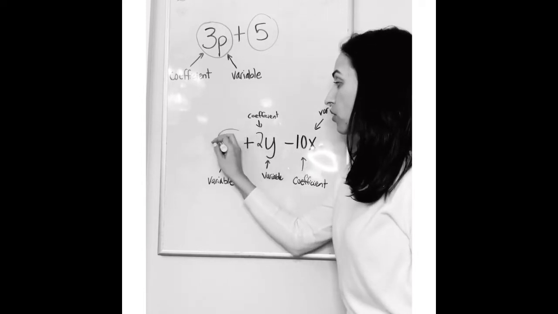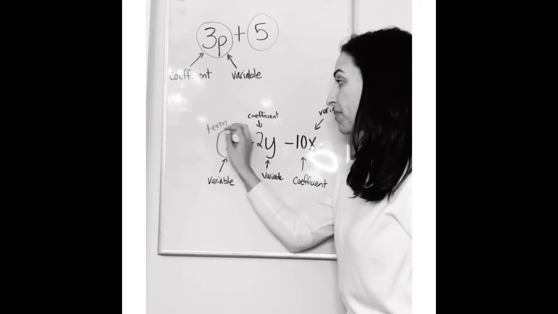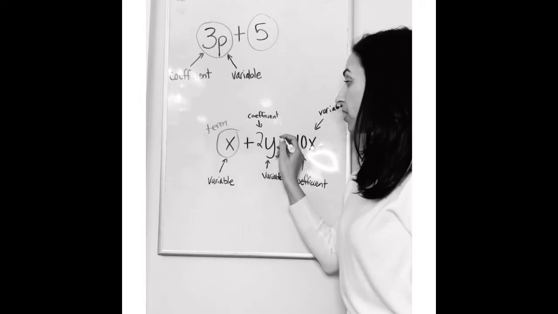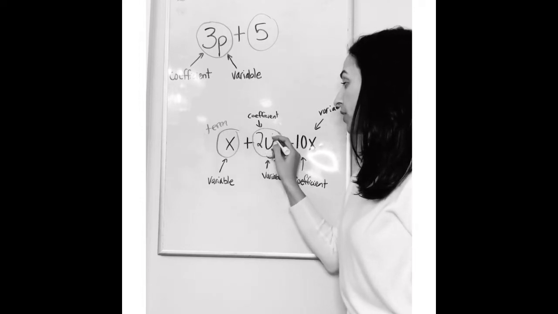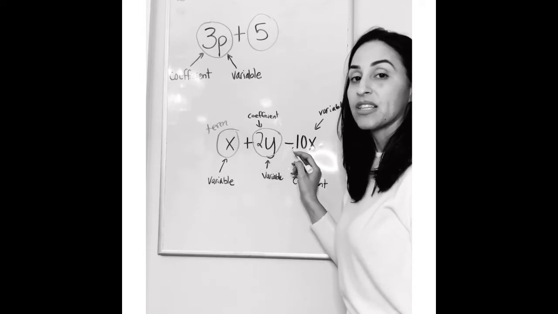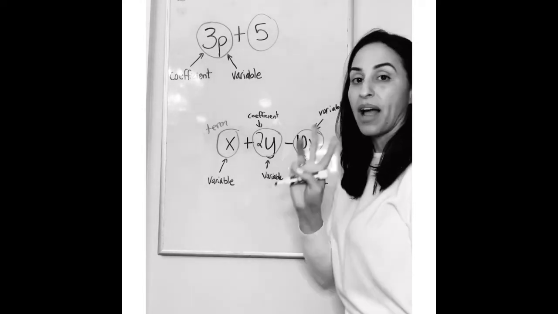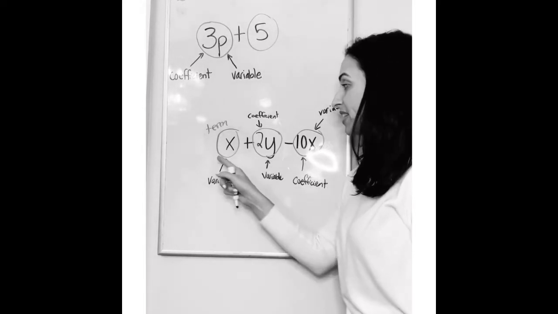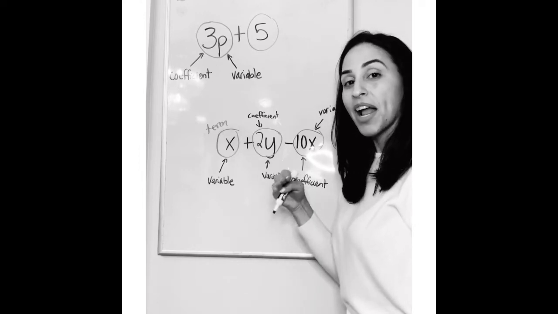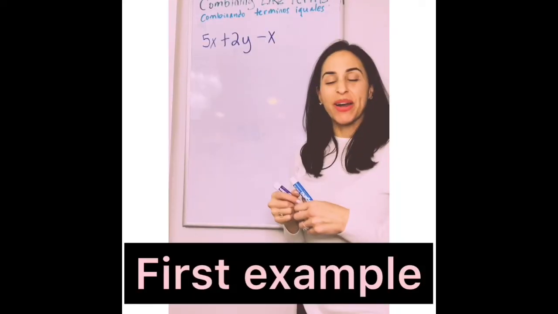So I can circle here the x. This is a term. Plus, here is something else that's going on. I'm going to circle the coefficient with the variable. There is another term. And the subtraction sign is separating the next term. So 10x is my next term. I have three terms in this expression. All right, boys and girls, if you need to rewind, rewind. If you need to fast forward next time, feel free. Good luck.